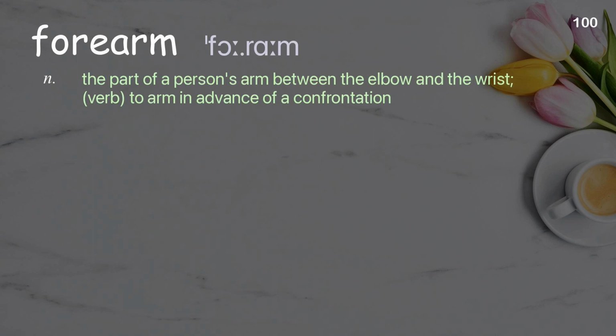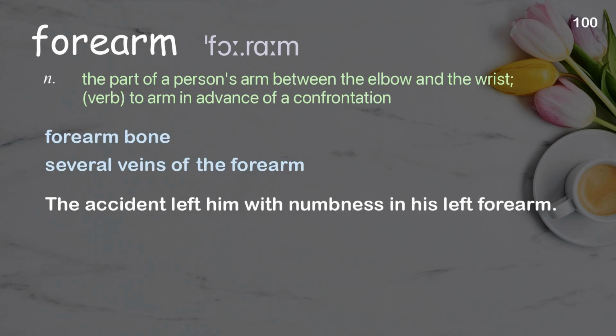Forearm. The part of a person's arm between the elbow and the wrist. Verb, to arm in advance of a confrontation. Examples: Forearm bone. Several veins of the forearm. The accident left him with numbness in his left forearm.